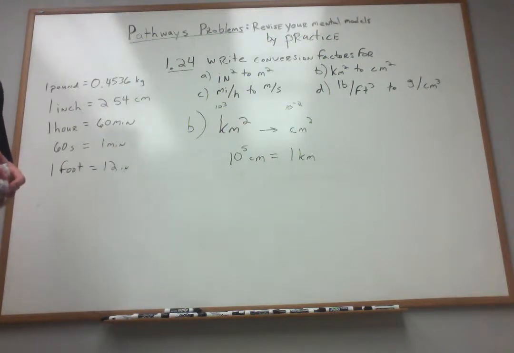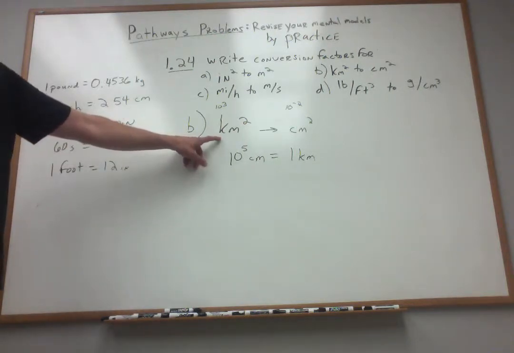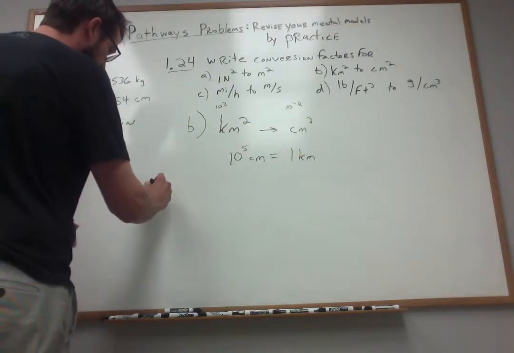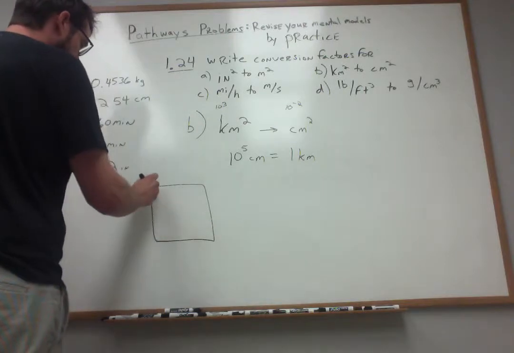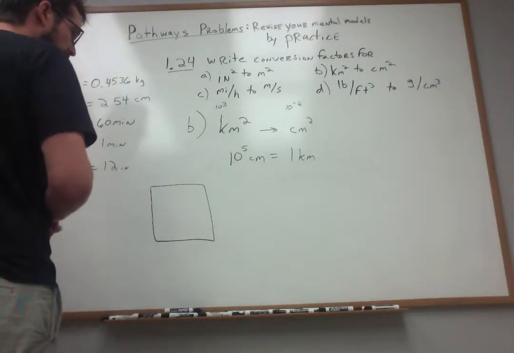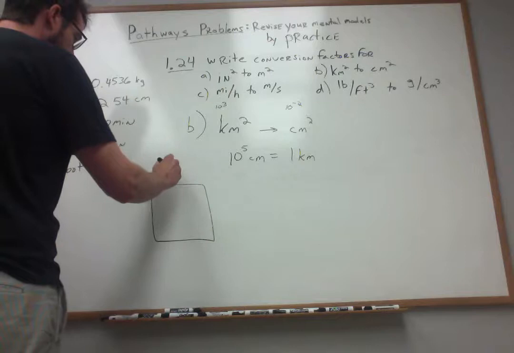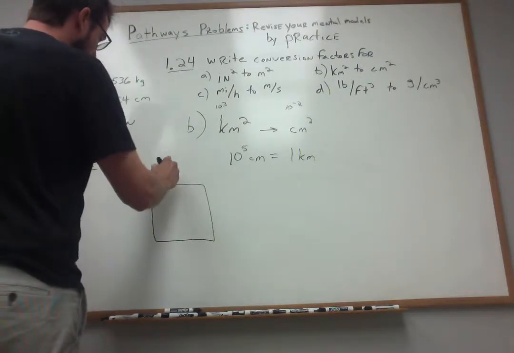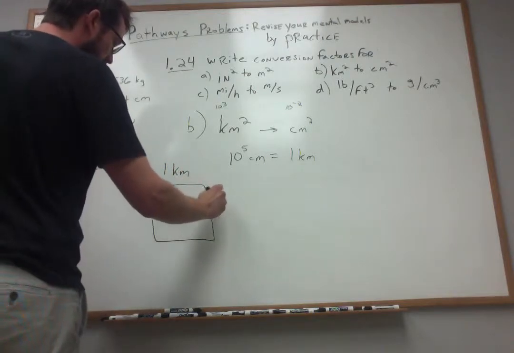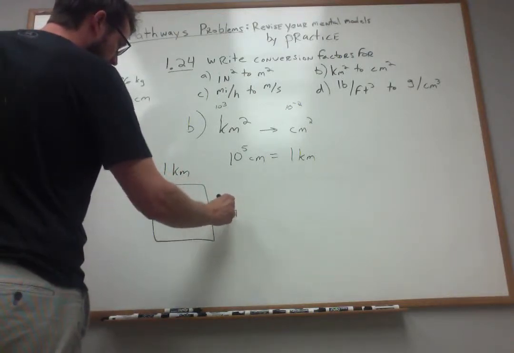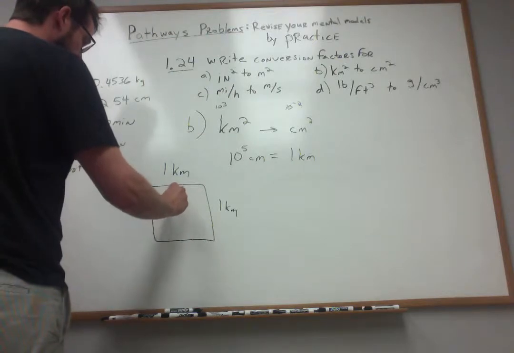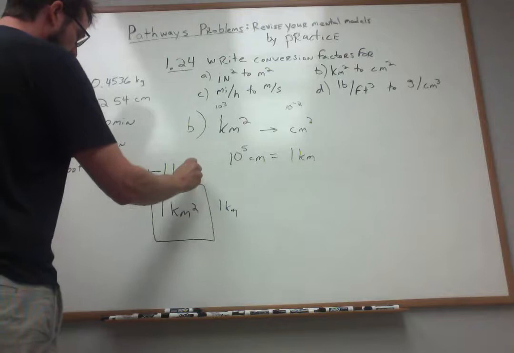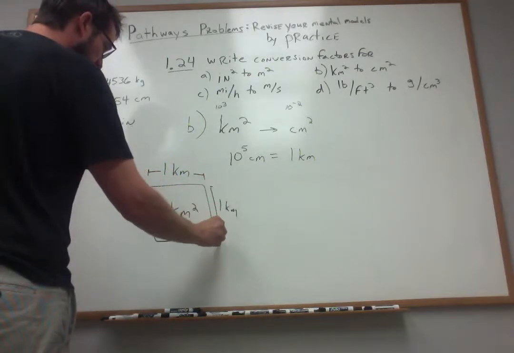So is this our conversion factor? I'd argue that it's not, again, because these are squared units. We're talking about a surface area. So we need to draw our picture again, right? So if I made this box, let's do it the other way. 1 kilometer by 1 kilometer, that would be 1 kilometer squared. Right? 1 kilometer by 1 kilometer is a square kilometer.